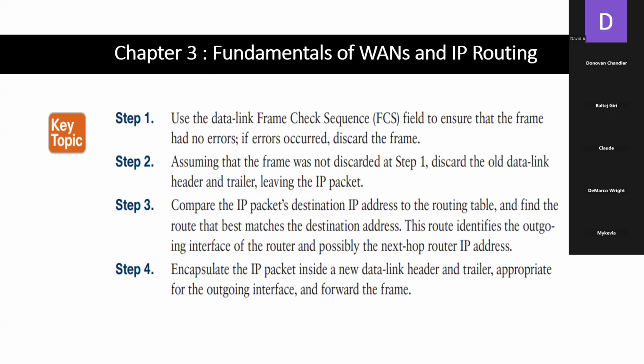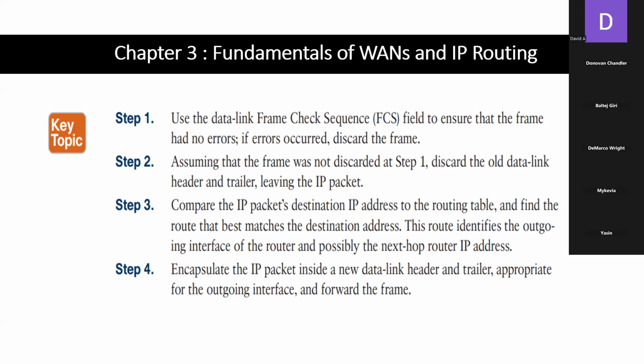Right. So we talk about encapsulation and de-encapsulation a lot, right? But what is actually happening? So step one, the data link frame check sequence field is to ensure that the frame had no errors. If errors occurred, discard the frame, right? This is what's happening at the data link layer whenever we're using our forwarding logic. Assuming that the frame was not discarded at step one, discard the old data link header and trailer, leaving the IP packet with that router, right?